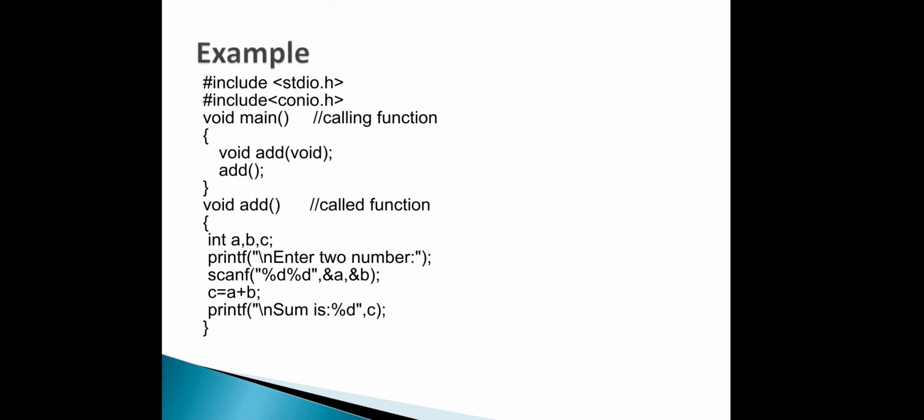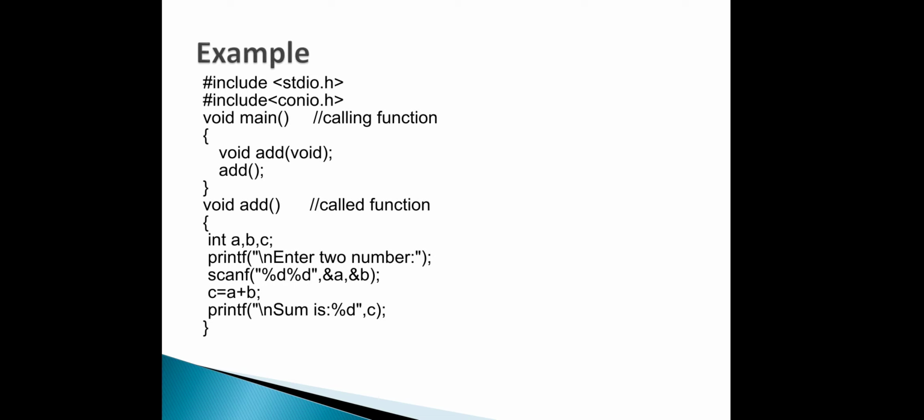This is the example for a function with no arguments and no return values. In this category, no data is transferred from the calling function to the called function. Hence the called function cannot receive any values. In this example, no arguments are passed to the user-defined function add. See here the called function, our user-defined function, right? Hence no parameters are defined in the function header.